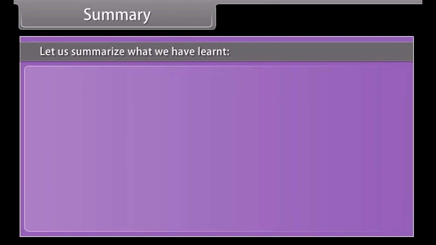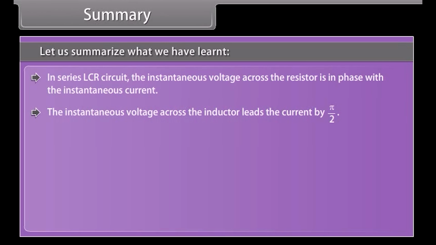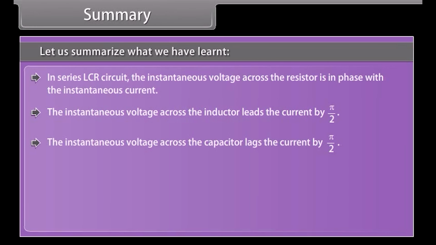Summary. Let us summarize what we have learned. In series LCR circuit, the instantaneous voltage across the resistor is in phase with the instantaneous current. The instantaneous voltage across the inductor leads the current by π/2. The instantaneous voltage across the capacitor lags the current by π/2.